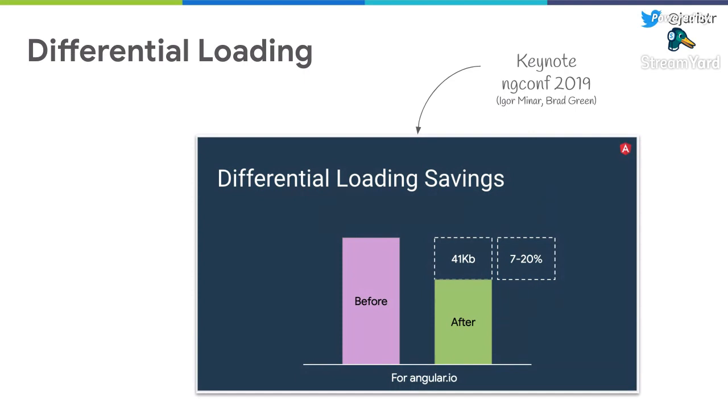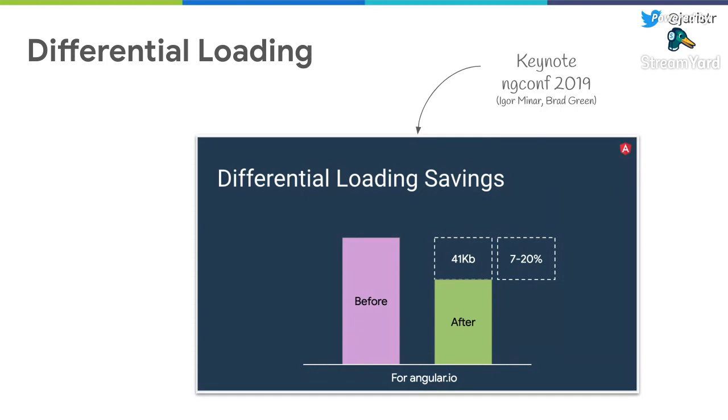Differential loading means that you ship different kinds of bundles to your clients, or to the browser, based on the features the browser supports. Now in Angular, they introduced that in Angular version 8 as well. And here's a slide showing a chart from the ng-conf keynote presented by Igor Minar.